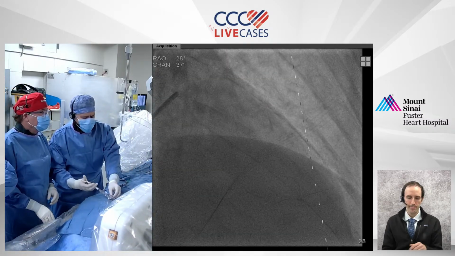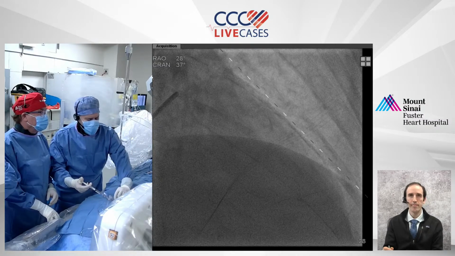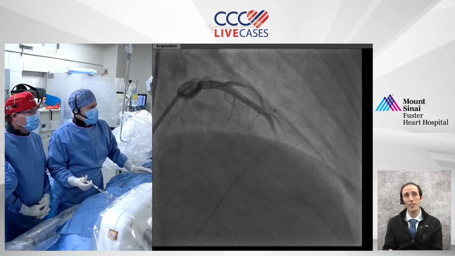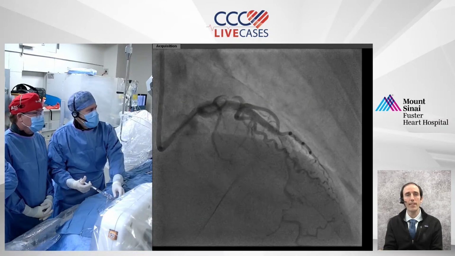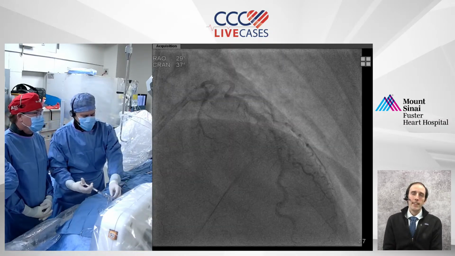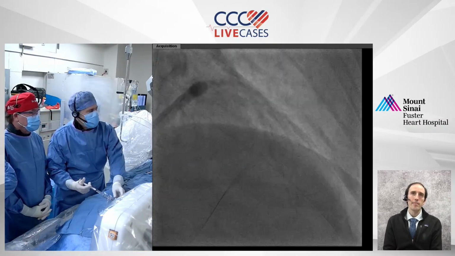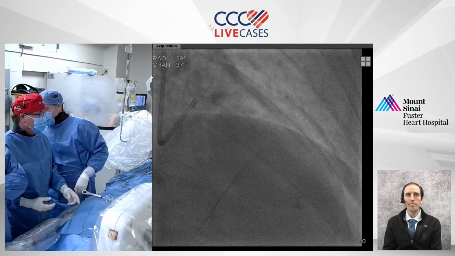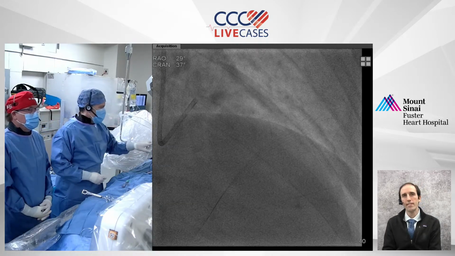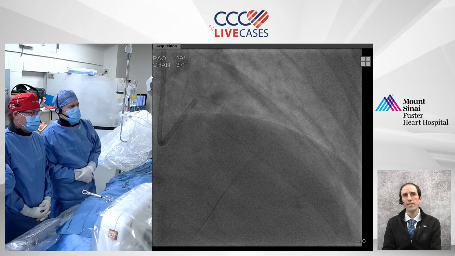And when you do go radial, do you give a radial cocktail? I don't. I just flush it with saline and get the catheters up. Yep, that's pretty much how I do it. And if I do have to give it, I tend to just wait. I give it about 10 minutes, just to make sure that all those vasodilators have worn off.